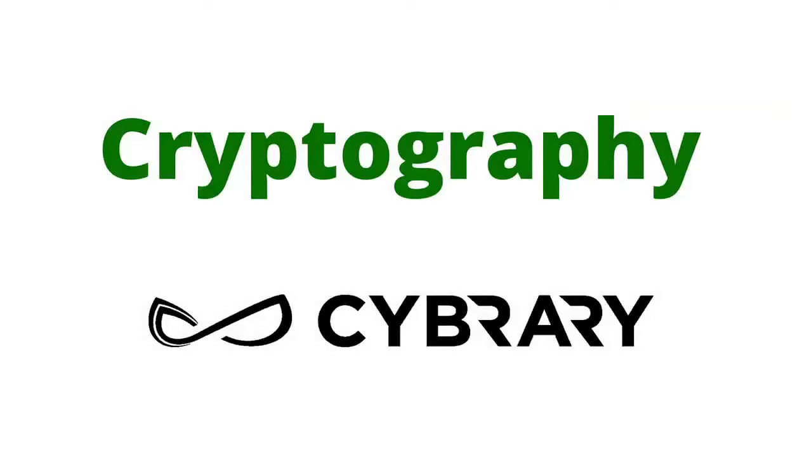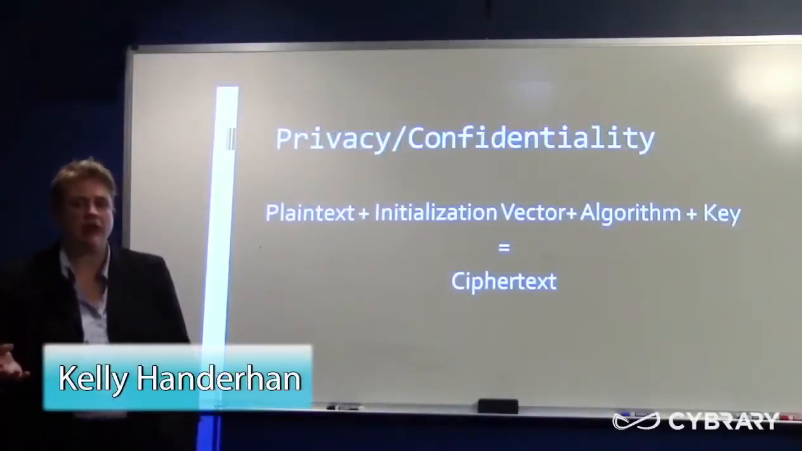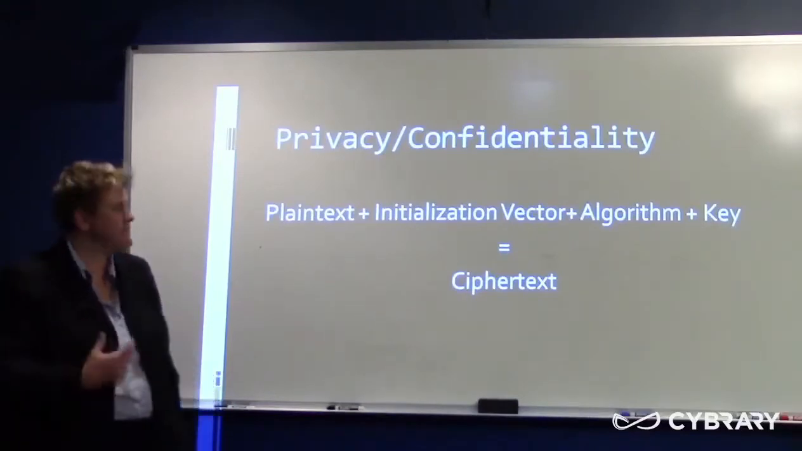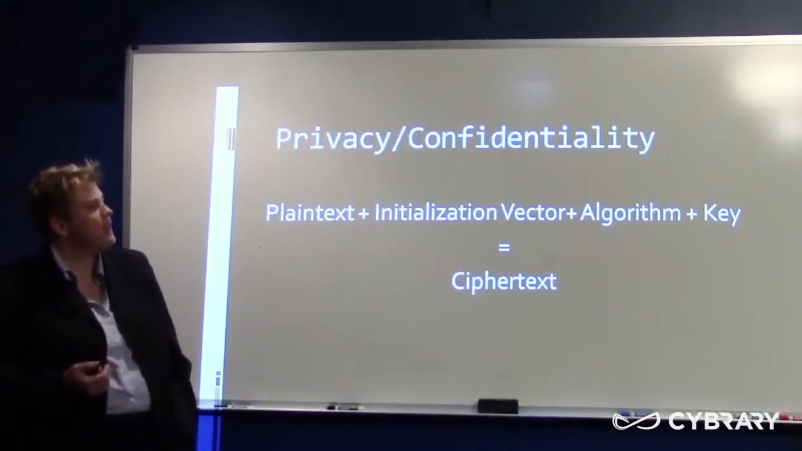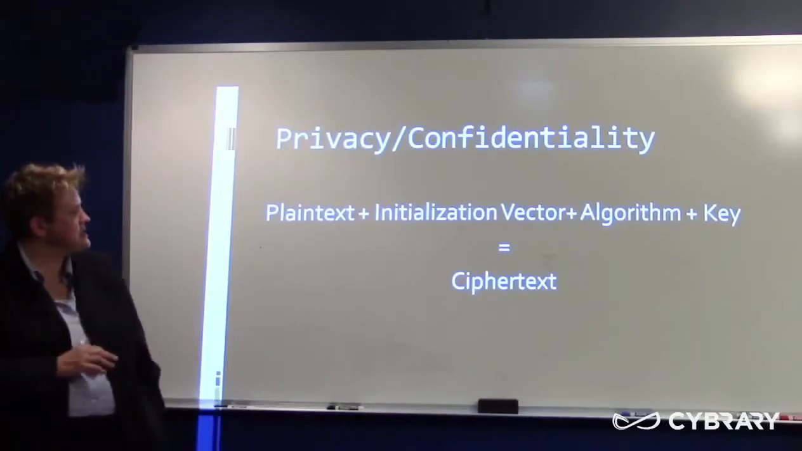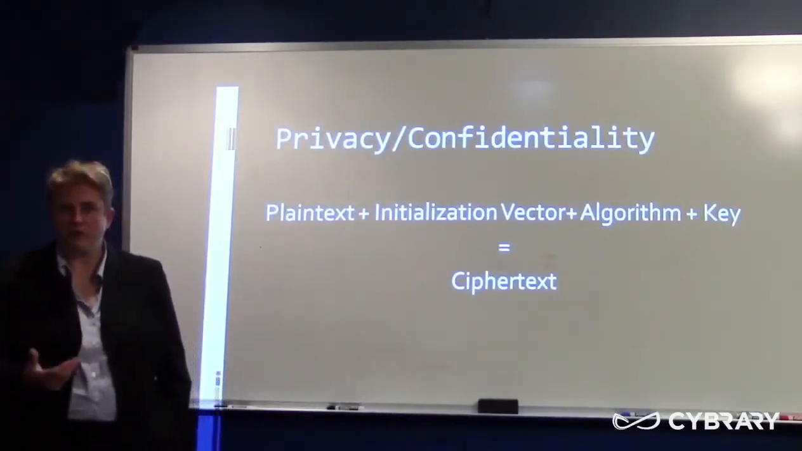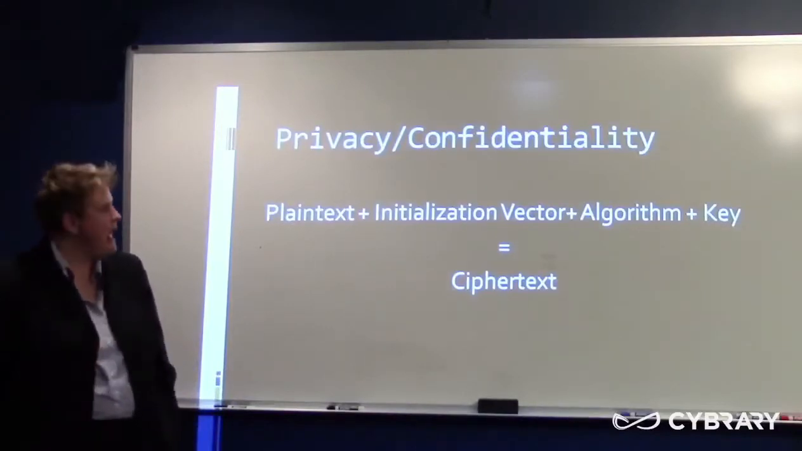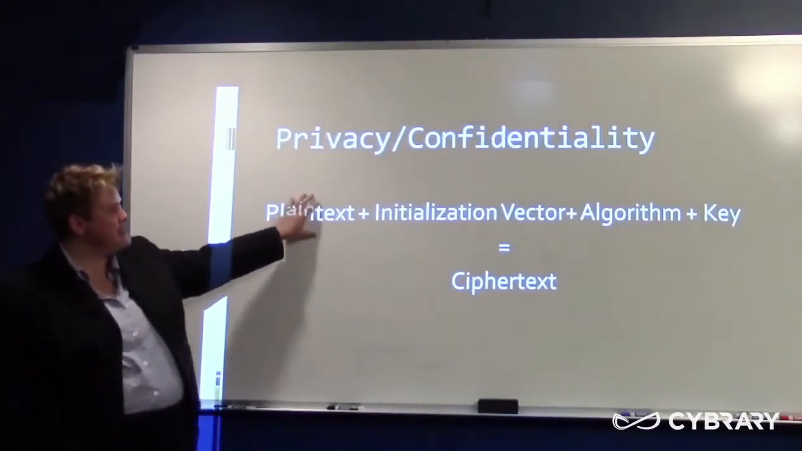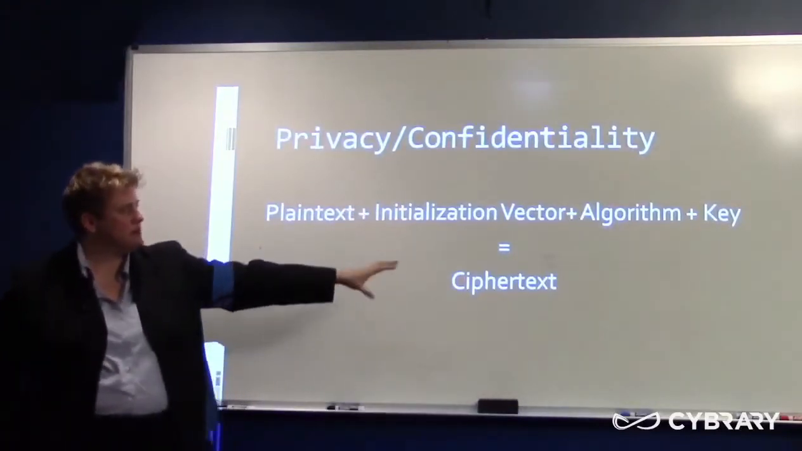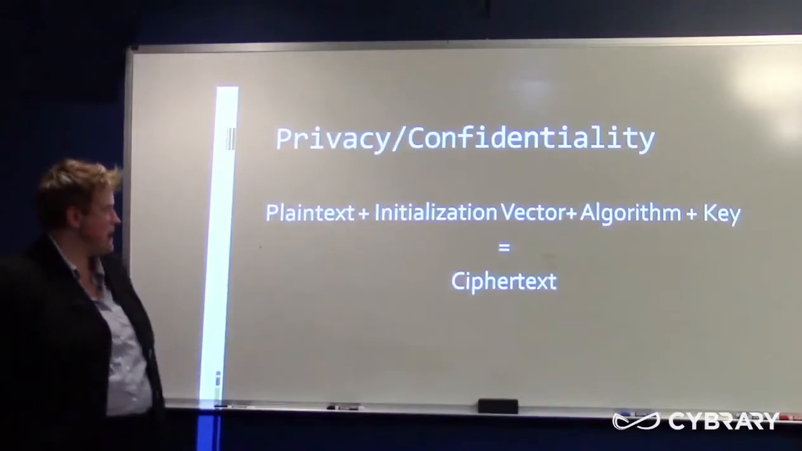All right, so as we talked about the 4 security services: privacy, authenticity, integrity, non-repudiation, and I said most people do think about privacy, and with good reason. Historically, what cryptography has given us has been privacy. So what I have here on the slide is a little conceptual idea of what provides us with encryption services, or privacy. And the little formula: plaintext plus an initialization vector plus an algorithm plus a key equals ciphertext.